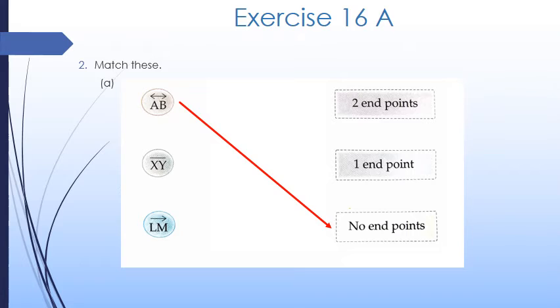And the second one is the symbol of a line segment, and line segment has two endpoints, so we will match it with two endpoints. And the third symbol is of a ray, and ray has only one endpoint, so we will match it with one endpoint, right? So this way question number 2 is done.